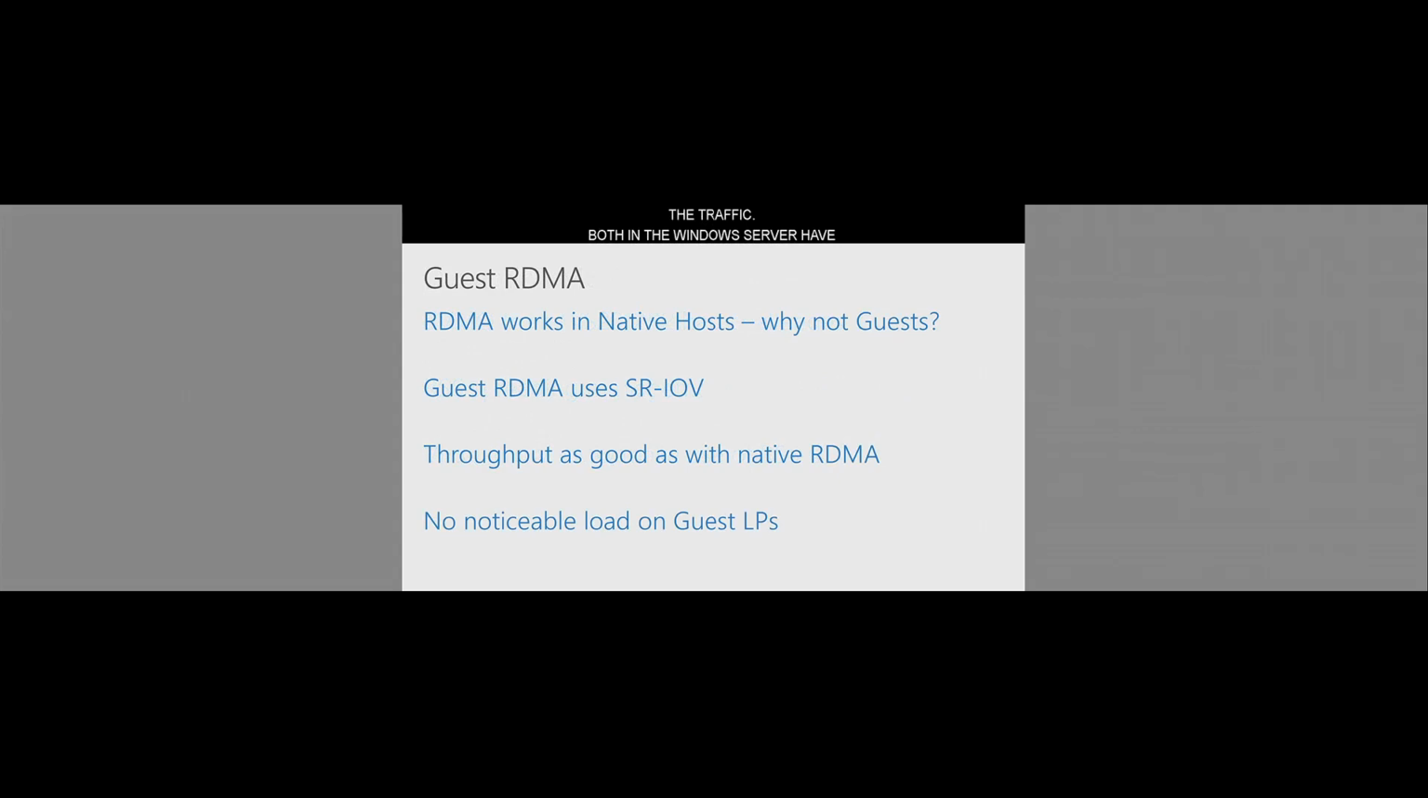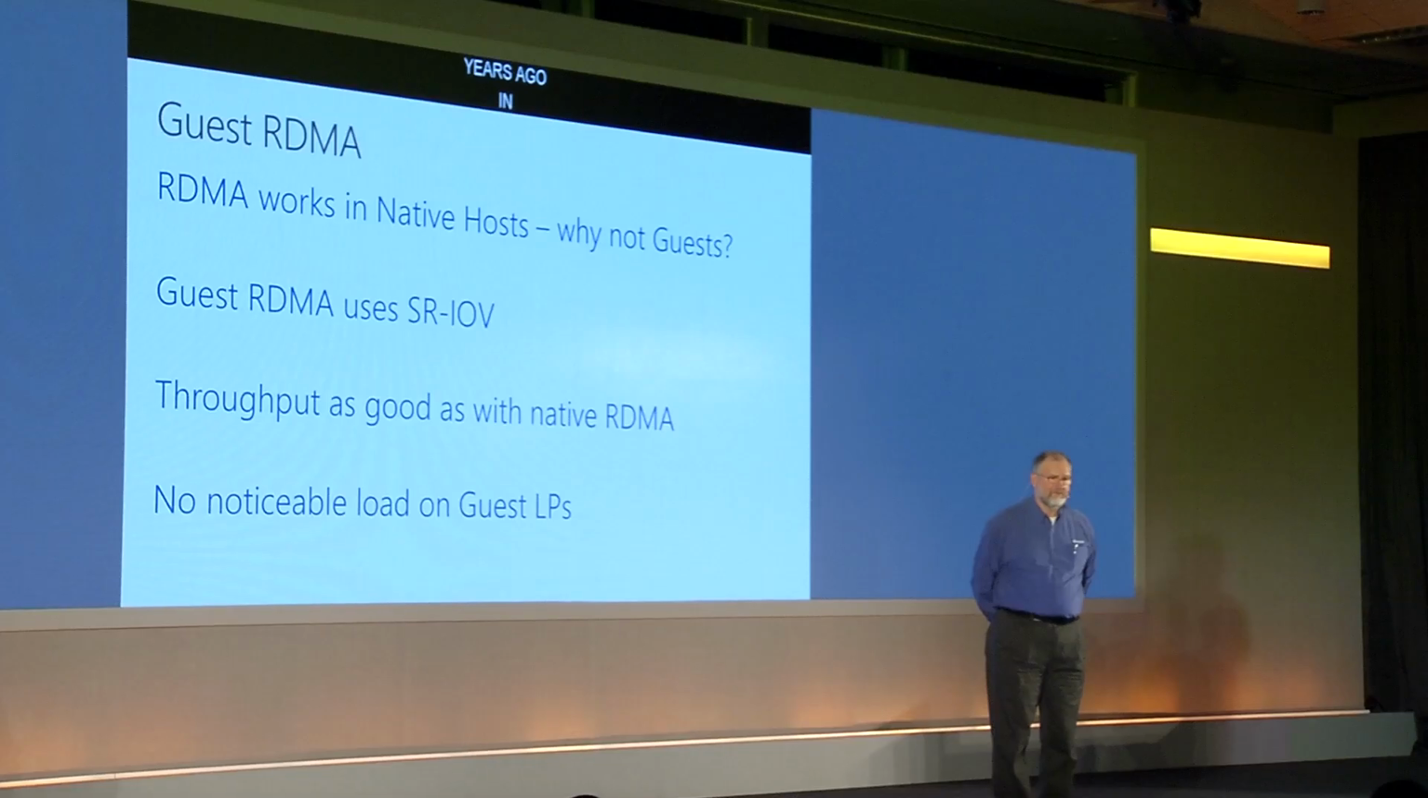The other one we have is guest RDMA. Now, back about 3 years ago, in the Server 2012 R2 timeframe, we had our first demonstration of 100 gigabit per second RDMA. 100 gigabit per second file transfers that were using about 10% of the host OS CPU power.